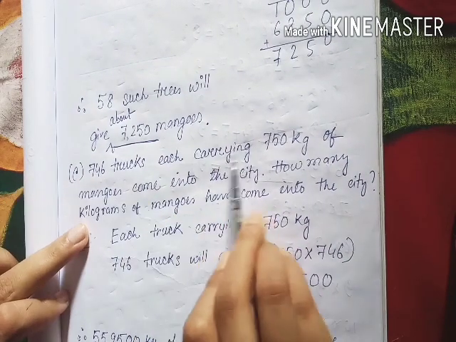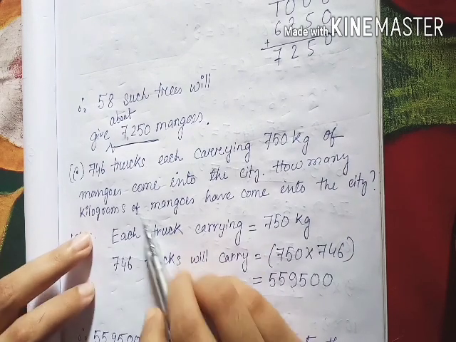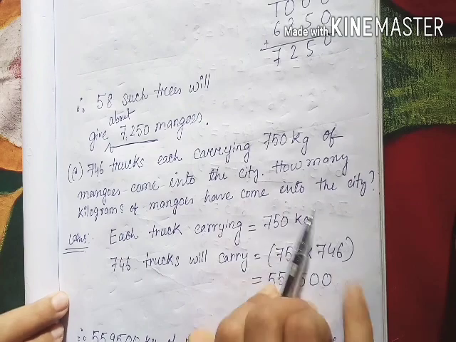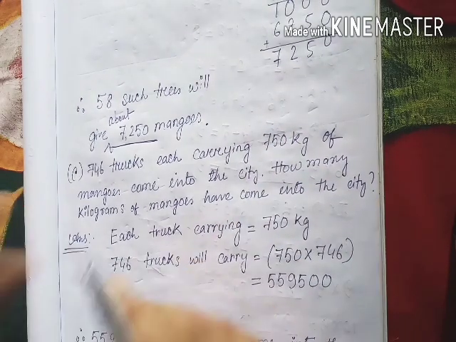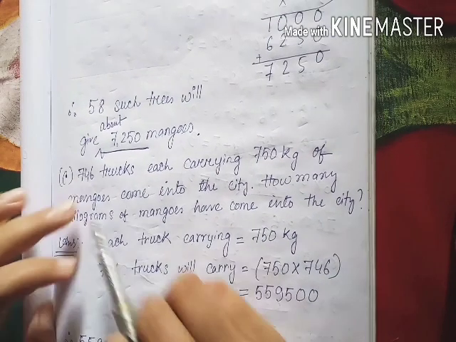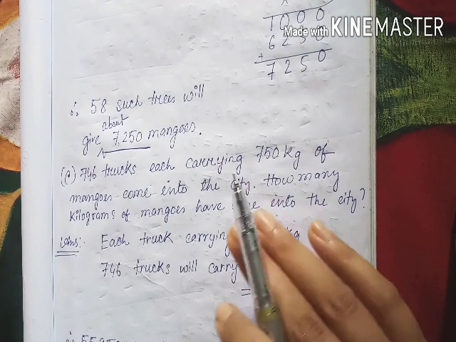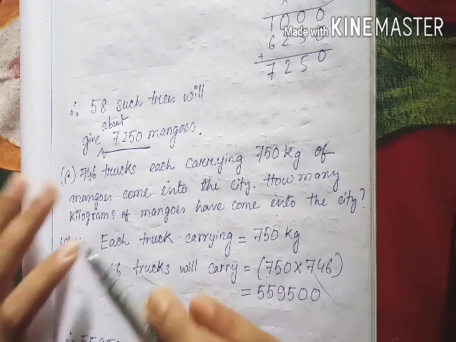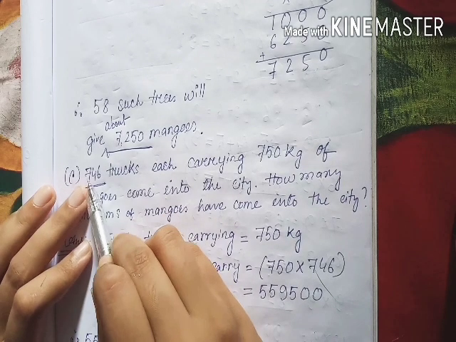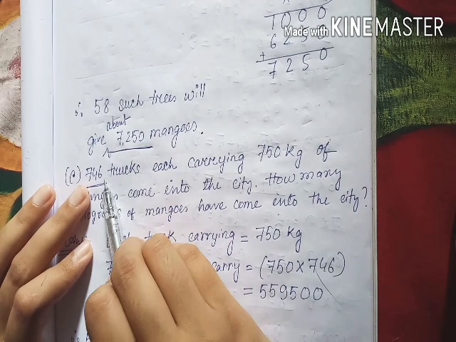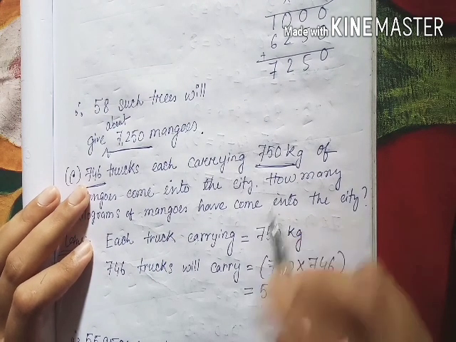746 trucks each carrying 750 kg of mangoes come into the city. How many kilograms of mangoes have come into the city? Kilogram means kg, right? So you have to find out that 746 trucks, each carrying. When it is said in the question "each", that means one. So how many trucks were there? There were 746 trucks. Each carrying how many kg? 750 kg. Each means one.